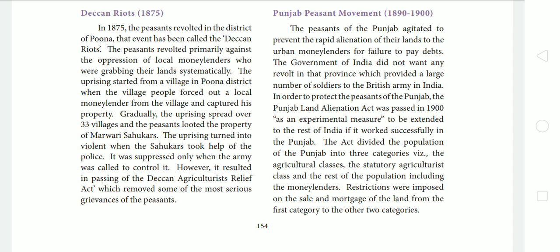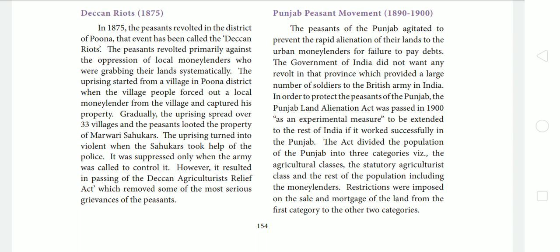So in order to protect the peasants of the Punjab, the Land Alienation Act was passed in the year 1900 as an experimental measure to extend to the rest of India. It worked successfully in Punjab. So the government passed an act in the year 1900. It is an experimental measure, and this act worked successfully in Punjab.